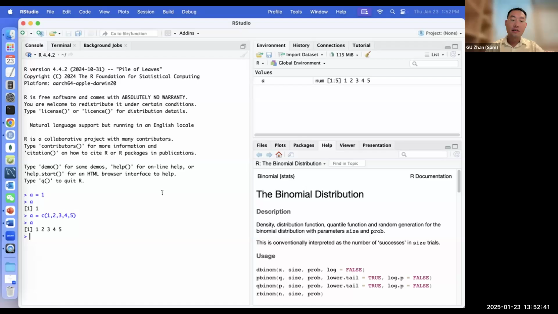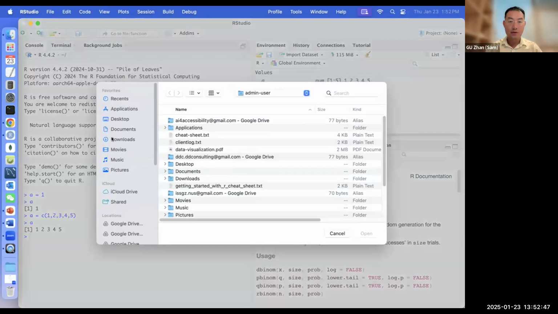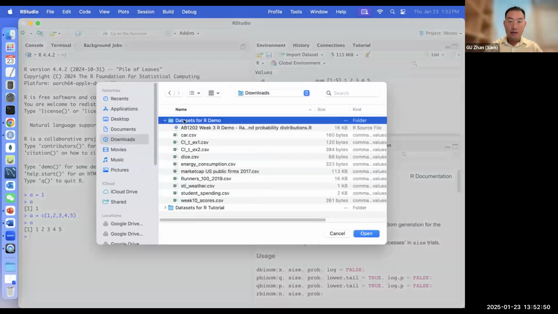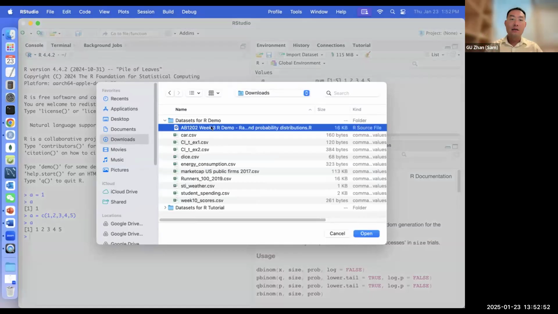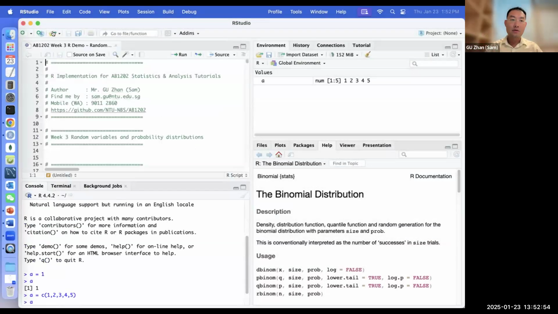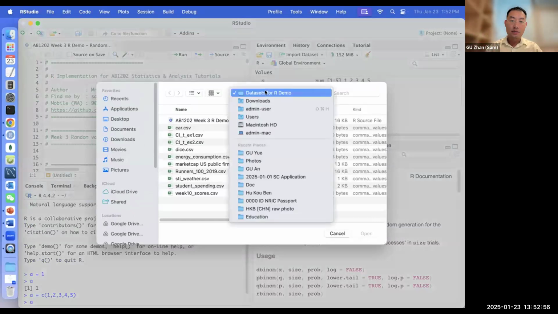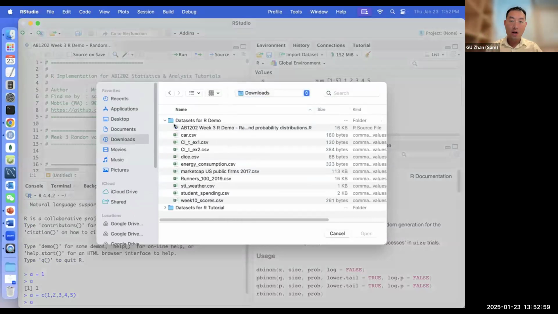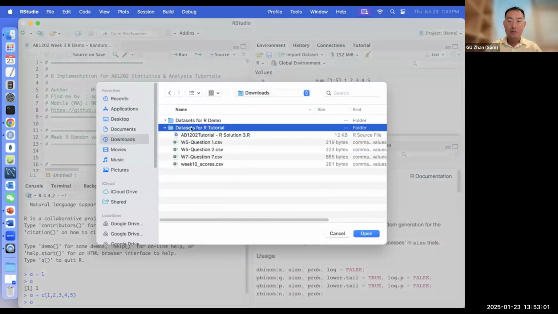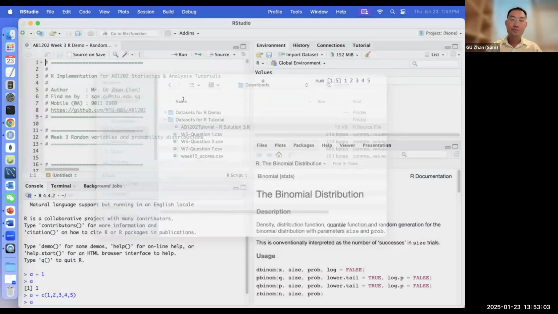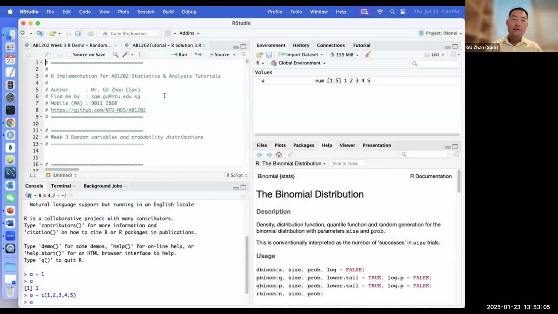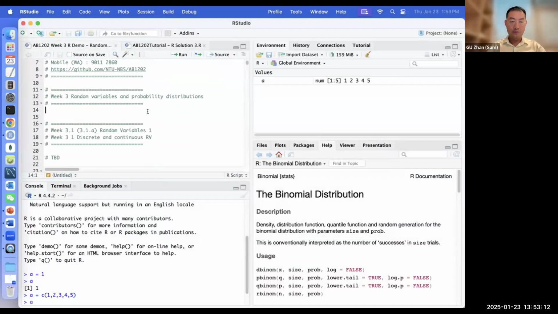Okay. So now I'm going to open the R script files. So we are going to open 2 R script files. First is the one in download, R demo. So R demo, we open this R demo. Also want to open another one, which is go up 1 level from R demo, but the R tutorial. Okay, I open these 2. Okay, so let's first start with this week 3 R demo, random variable and probability distribution.